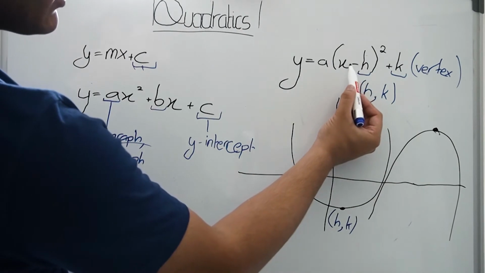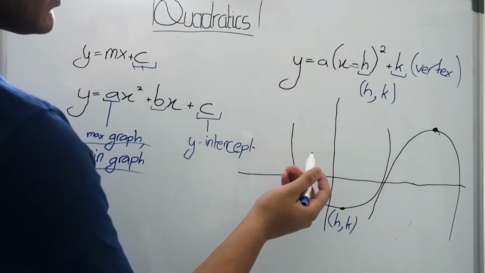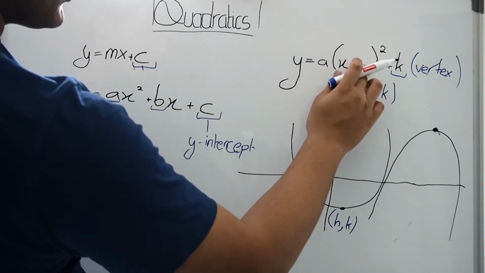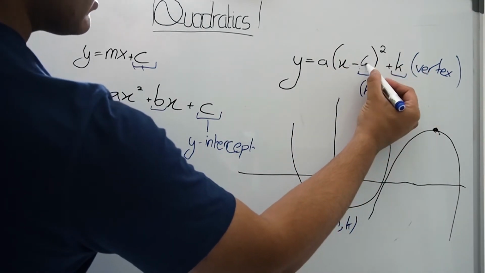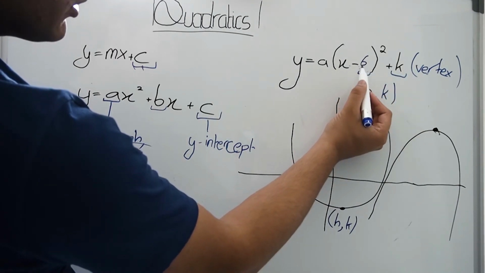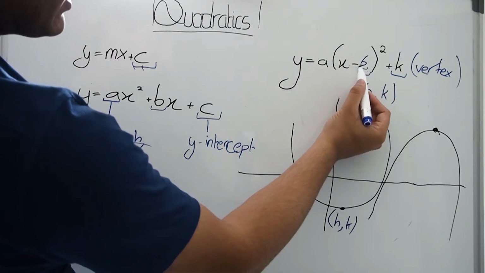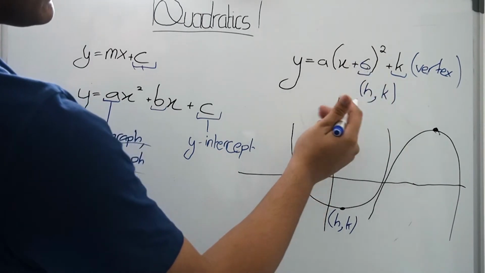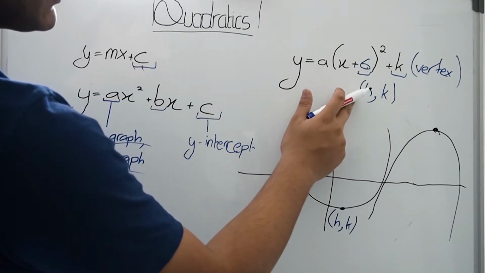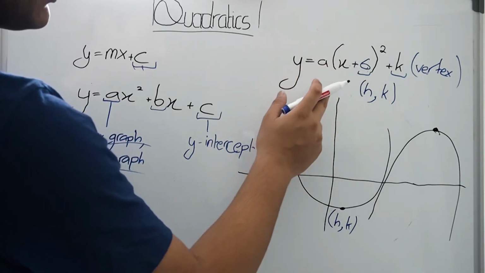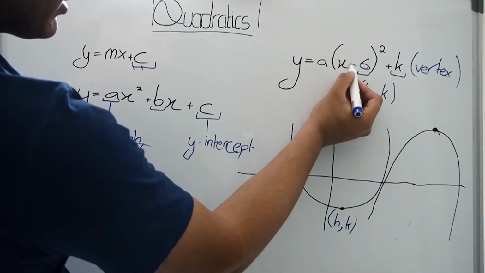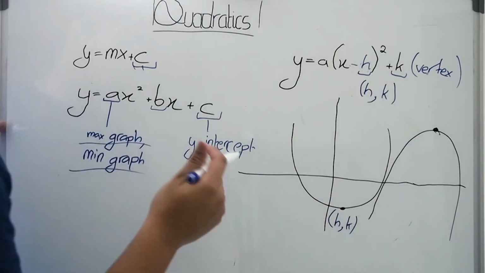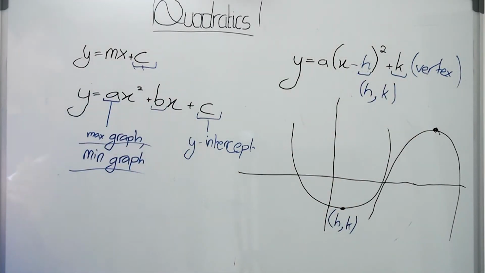Notice that there is a negative here. The negative is here because let's say if this was a normal equation, if it would be minus 6, h would be 6, not minus 6. But if it was plus 6, h would be minus 6, not plus 6. The reason being, there's a minus over here. So you're always supposed to change the sign of the value that's there.